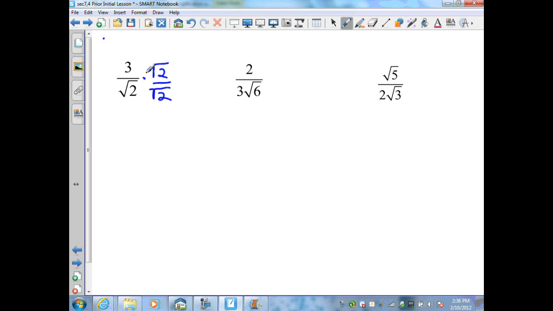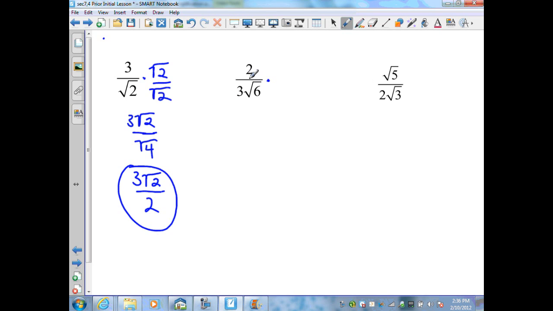3 times the square root of 2. 3 times 1 is 3 square roots of 2. And the square root of 2 times the square root of 2 is the square root of 4. And in the denominator, the square root of 4. The square root of 4 is 2. And this is this fraction simplified.